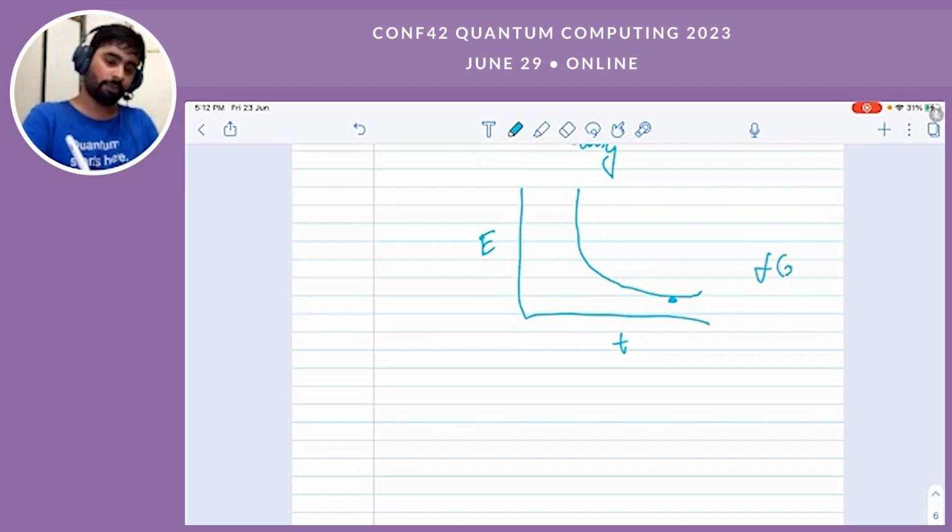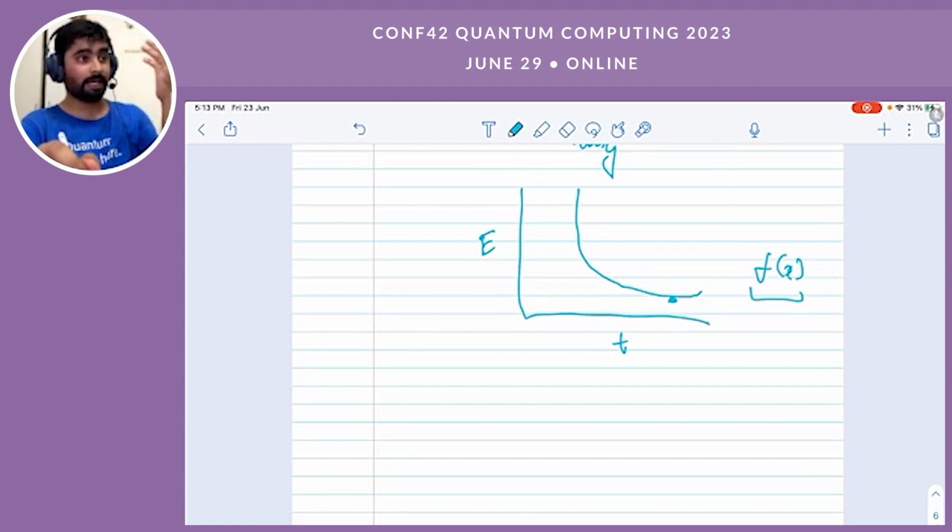When I say f(x), it doesn't mean this is limited to function optimization. In theory, any kind of problem you're trying to solve can always be mapped onto a function. So every problem in the end just becomes an optimization problem, if you think about it. So this f(x) is basically the problem which we are trying to solve.